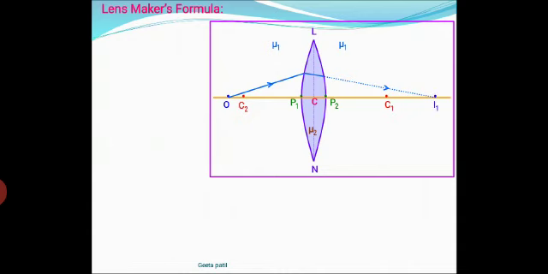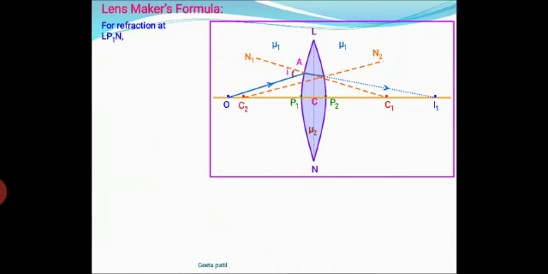Consider the incident ray coming from the object and incident at the first surface LP1N. After refraction, it passes through the second surface, and an image I is formed on the principal axis. Let's draw the normals N1 and N2 passing through the centers of curvature C1 and C2 respectively. Let i be the angle of incidence, that is, the angle made by the incident ray OA with the normal.